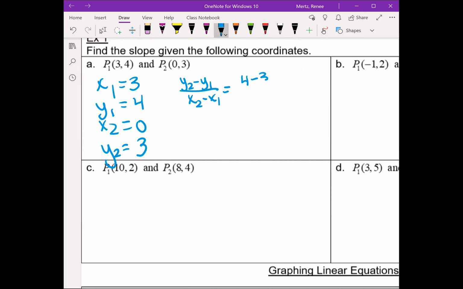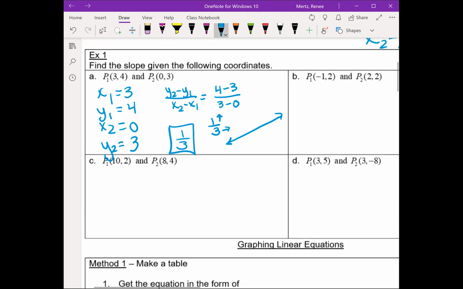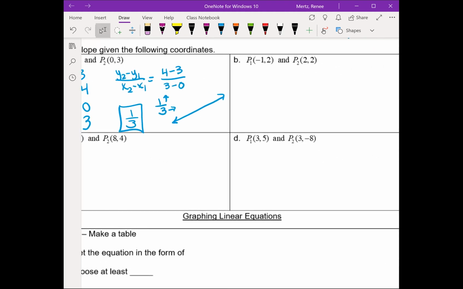I just pick whichever way subtracting is easier. So I would do 4 minus 3. Those are my y's subtracted over 3 minus 0. So 1/3. That means I rise up 1 over 3. So this is going to be a shallow looking slope, up 1 over 3. So the slope of this was 1/3. Please do the slope of B, C, and D.